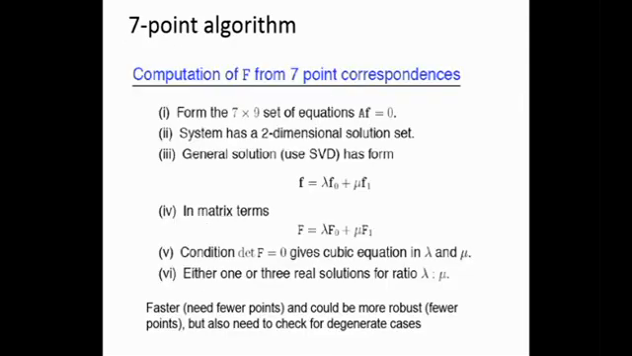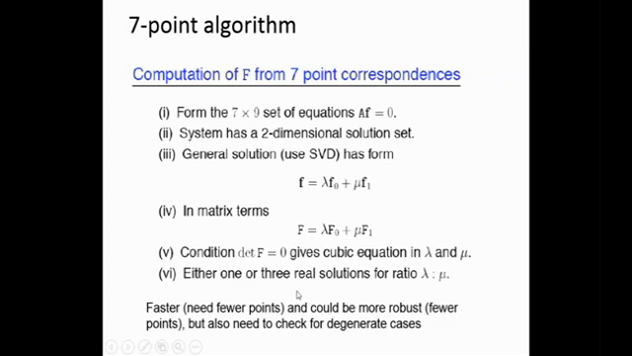So the 7-point algorithm starts out the same way as the 8-point algorithm, where you set up your matrix A F equals 0. But then you take two null vectors of your coefficient matrix here, and then F has to be some linear combination of those 2 null vectors. So you solve for the lambda and mu of those null vectors such that the determinant of F is equal to 0. And you either get 1 or 3 real solutions. I'm not sure exactly what it depends on, but you either get 1 or 3 real solutions.